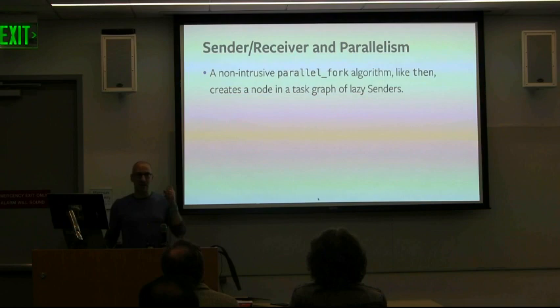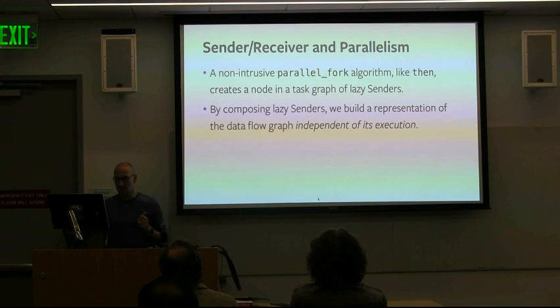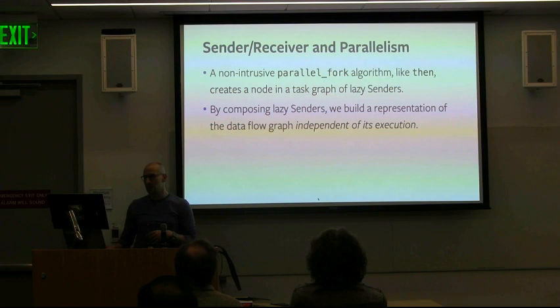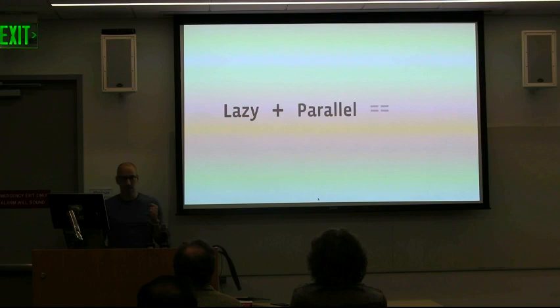So now imagine that we have something like a parallel fork algorithm that creates a node in a graph of lazy senders. By composing these lazy senders, we build a representation of the data flow that is independent of its execution. And how that graph gets executed can be left up to the scheduler. So lazy and parallel, this is where the sweet spot is. We don't get parallelism without laziness.